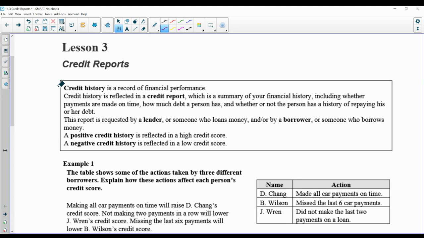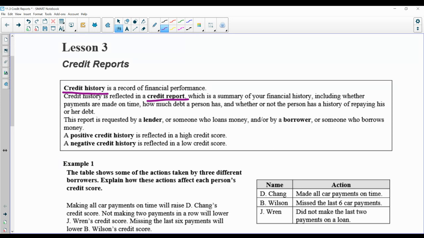On this first one, we have credit history. Credit history is a record of financial performance. Credit history is reflected in a credit report, which is a summary of your financial history, including whether payments are made on time, how much debt a person has, and whether or not the person has a history of repaying his or her debt. So this report will give you a summary of the past. If that person is making payments on time, if they're good about making payments or not good about making payments.